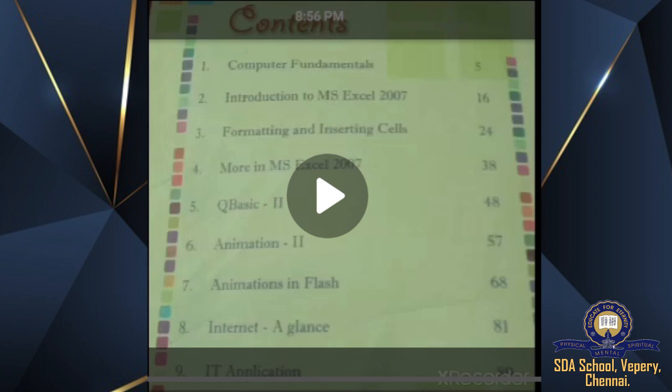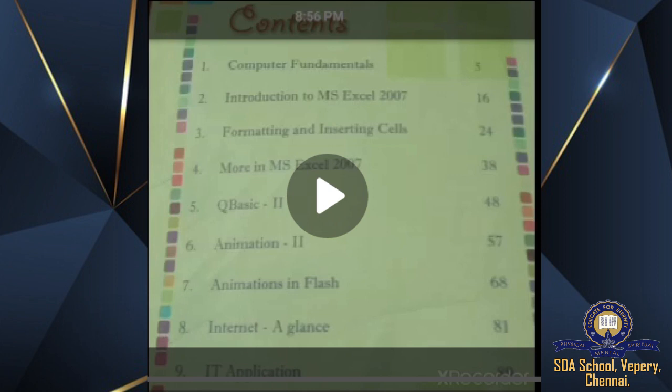Even this year, you all have gone to 7th standard. We are going to focus on the units called Computer Fundamentals, Introduction to MS Excel 2007, Formatting and Inserting Cells, more in MS Excel 2007, QBasic 2, Animation 2, Animation in Flash, Internet at a Glance, IT Applications. These are the units that we are going to discuss in this whole year. Shall we go into the lesson, children, now?